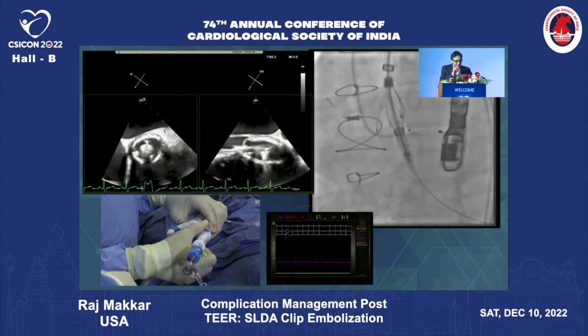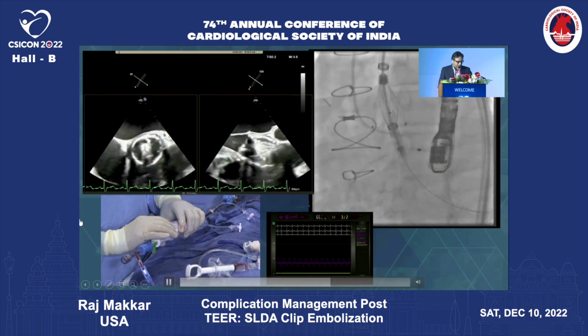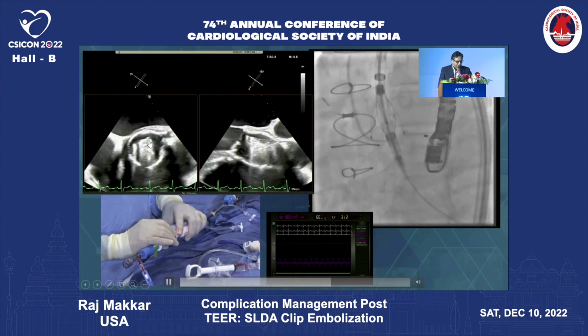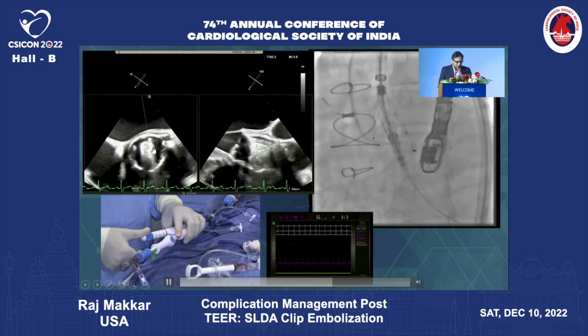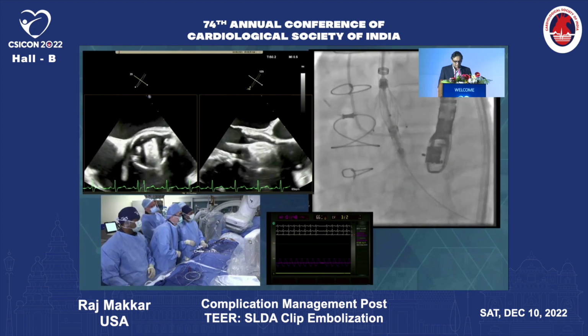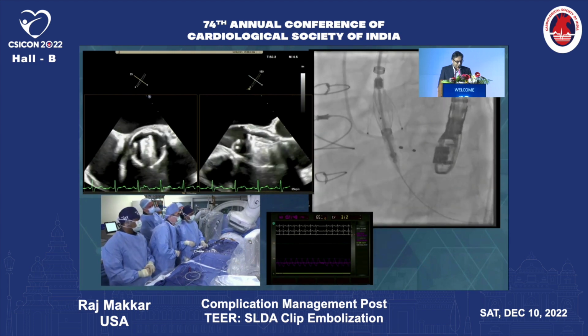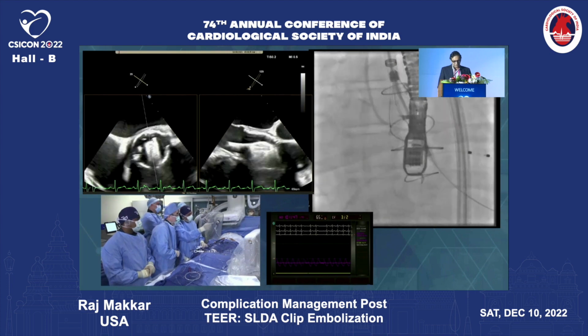So you can look at the TEE. Now I feel comfortable, and you can see where these locators are coming down. Let's do the C-arm sweep. So from left to right, you see that the middle marker actually goes towards the left, right?